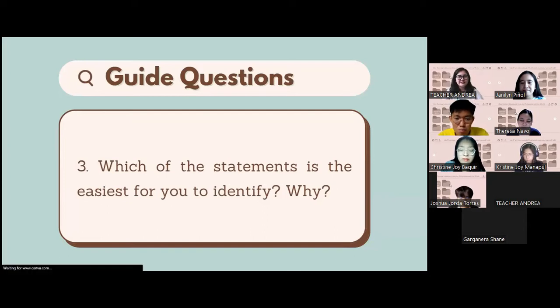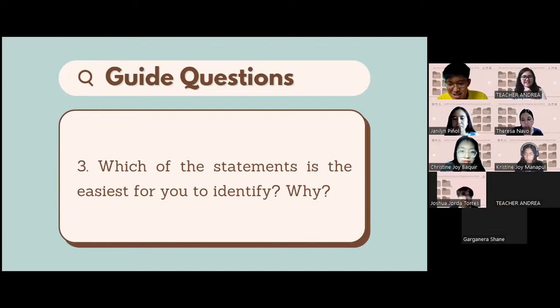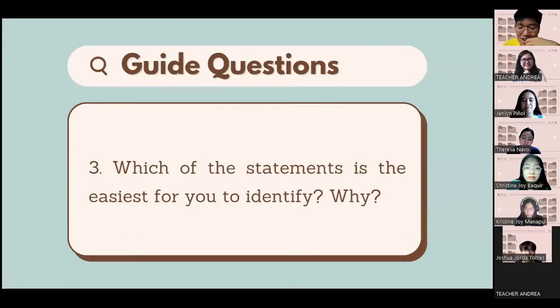And for our last question, which of the statements is the easiest for you to identify and why? Who wants to answer this question? Okay, Charles, you're raising your hand. The easiest po para sa akin is metaphor because madali lang siya. It's like exaggerated statements lang po. Okay, that's good to hear. And we will know more about those figures of speech once we go through our discussion.